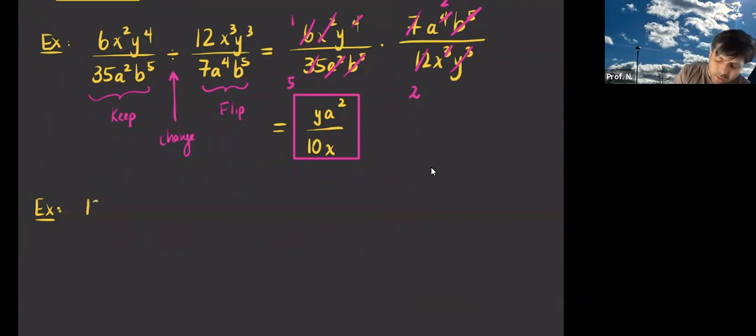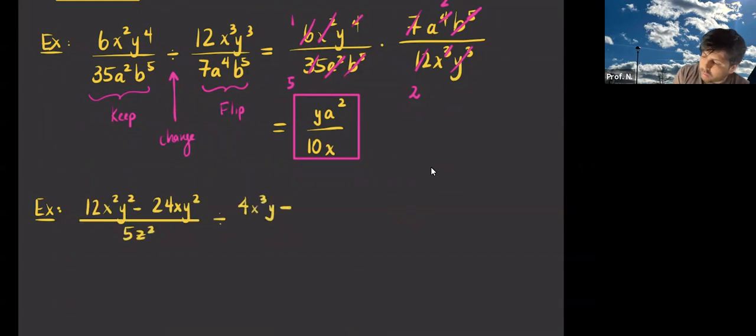What if I have 12x squared y squared minus 24xy squared, and this is all over 5z squared, divided by 4x cubed y minus 8x squared y, divided by 3z to the fourth?